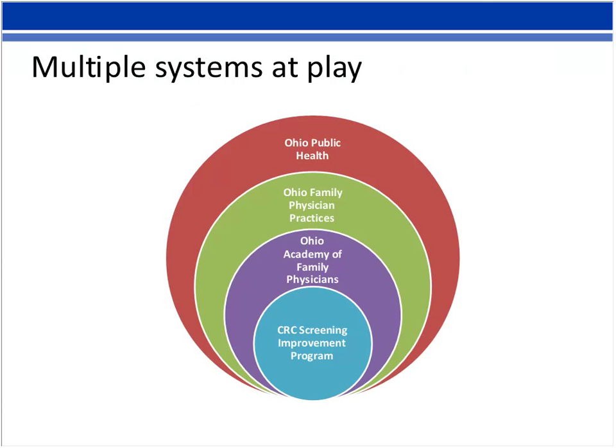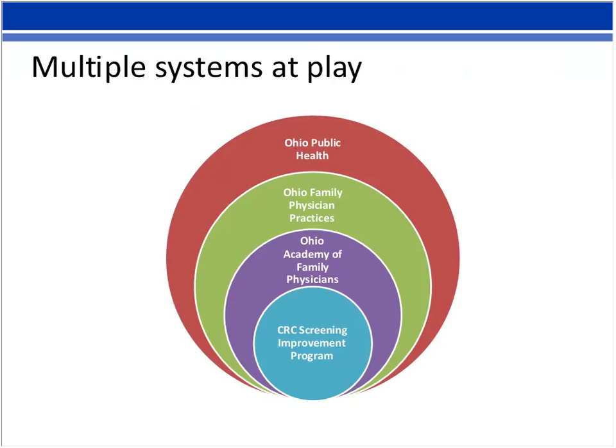And so this graphic here just really illustrates the multiple systems that are at play. So in the middle we have the Colorectal Cancer Screening Improvement Program in that blue dot. But you can also see that that operates within the Ohio Academy of Family Physicians, and the services that the screening program is delivering are directed at the Ohio Family Physicians practices, so that system in the green. And then all of this really operates within the Ohio public health system as well. And we could keep going and going with the multiple systems here, listing, for example, a federal system that could potentially be at play.